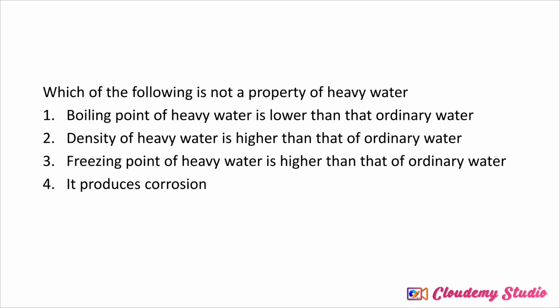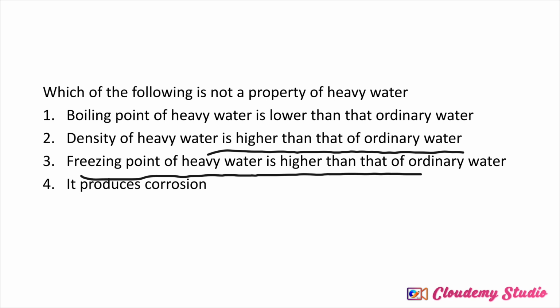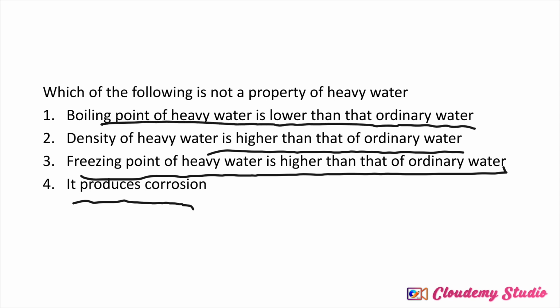Which of the following is not a property of heavy water? Boiling point of heavy water is lower than that of ordinary water. Density of heavy water is higher than that of ordinary water. Freezing point of heavy water is higher than that of ordinary water, or it produces corrosion. The answer is boiling point of heavy water is lower than ordinary water.